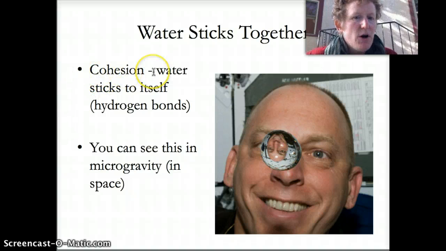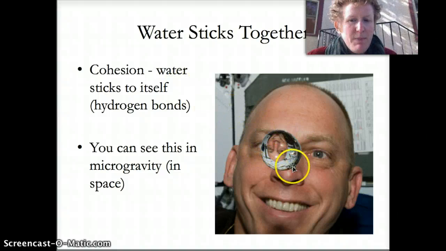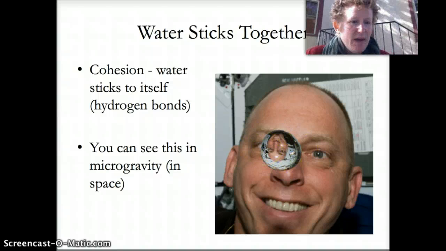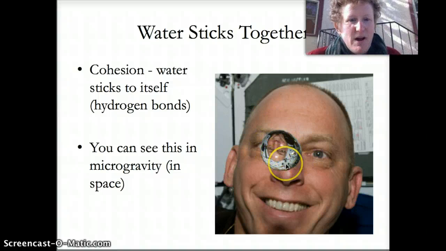That property is called cohesion, and it's very important for biology. Water sticks to itself and would make perfectly round droplets if it weren't for gravity. Here, this is in microgravity in space. You can see water does make great round droplets.